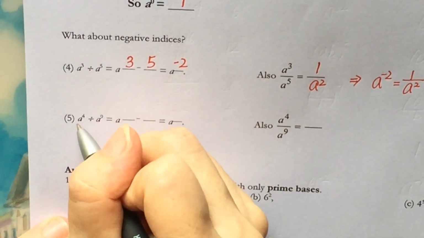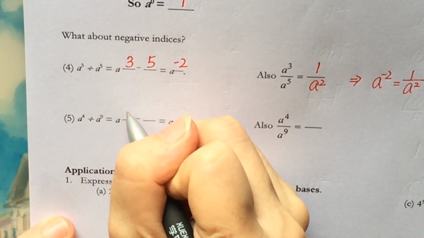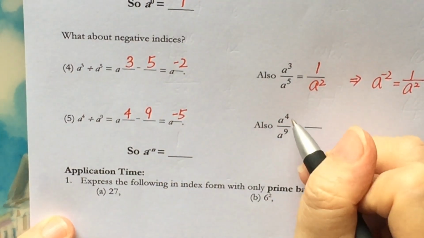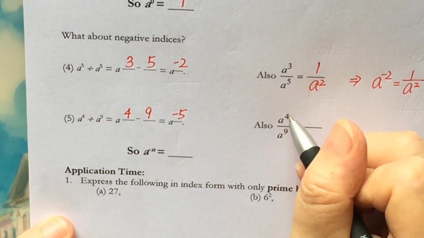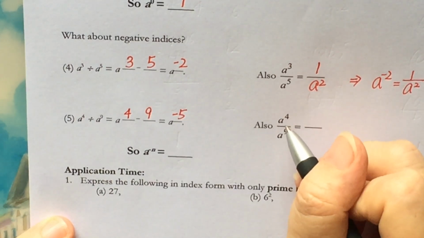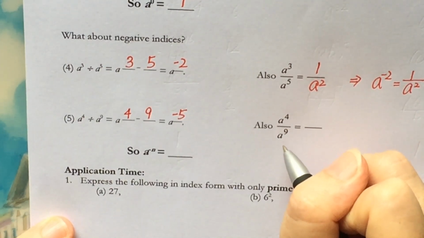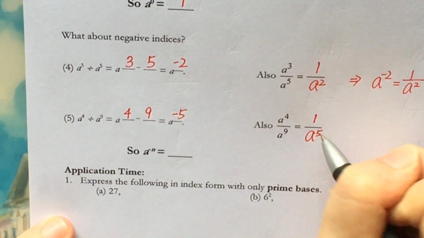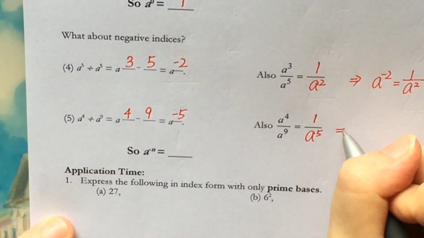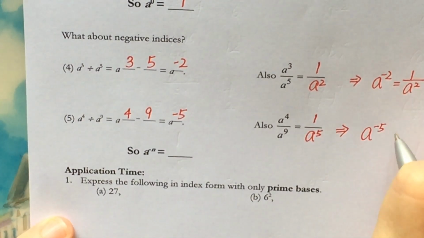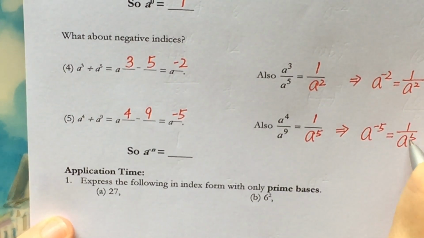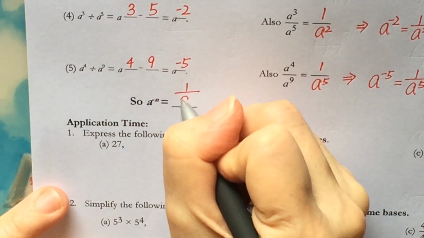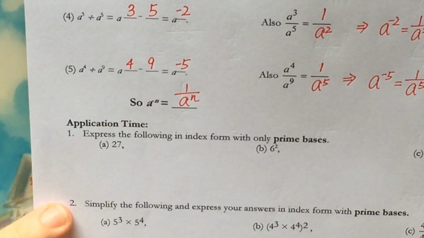Okay, next one, a power 4 divided by a power 9, that will be a power of 4 minus 9, which is negative 5. So if you look at this fraction, on the numerator you have 4 a's, on the denominator you have 9 a's. So after simplifying, you have a5 at the denominator. So therefore we can also say that a power negative 5 is the same as 1 over a power 5. So a power negative n will be 1 over a n.